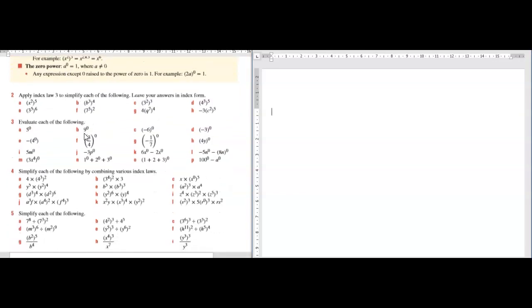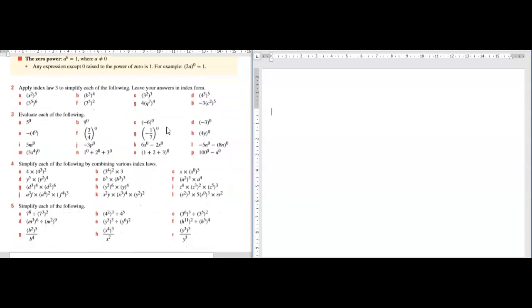Okay, so apply index law 3 to simplify each of the following. Leave your answers in index form. Okay, so let's just quickly do a few of these. So we've got x to the power of 2 to the power of 5. So we keep our base and multiply our powers. So we've got 2 times 5 gives you x to the power of 10.